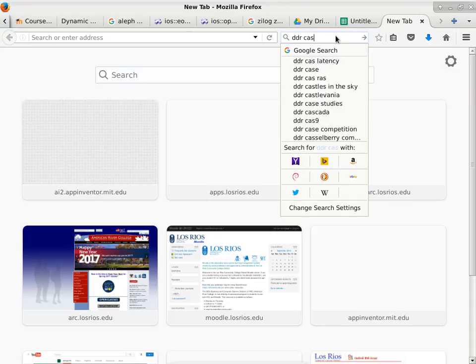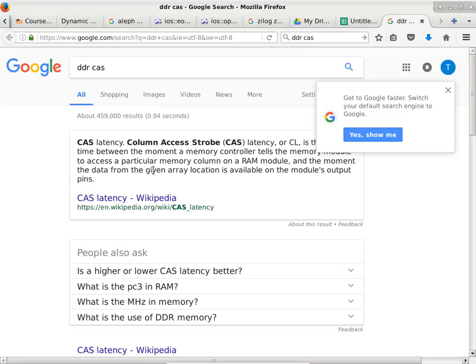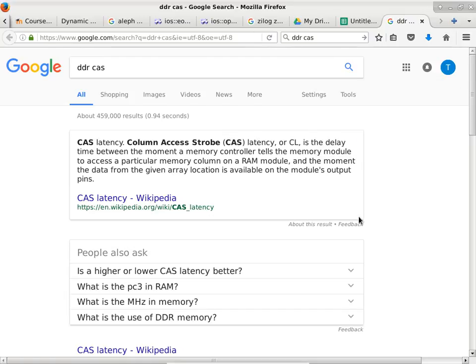So DDR, CAS. CAS is column access strobe latency, but nonetheless, the point is it is a latency. So when you buy memory, there are all of these numbers in latencies, but they're all measured in, I think, nanoseconds these days. And they're basically saying, once you have a signal actuated, how long does it take for it to become effective, to actually make the change?